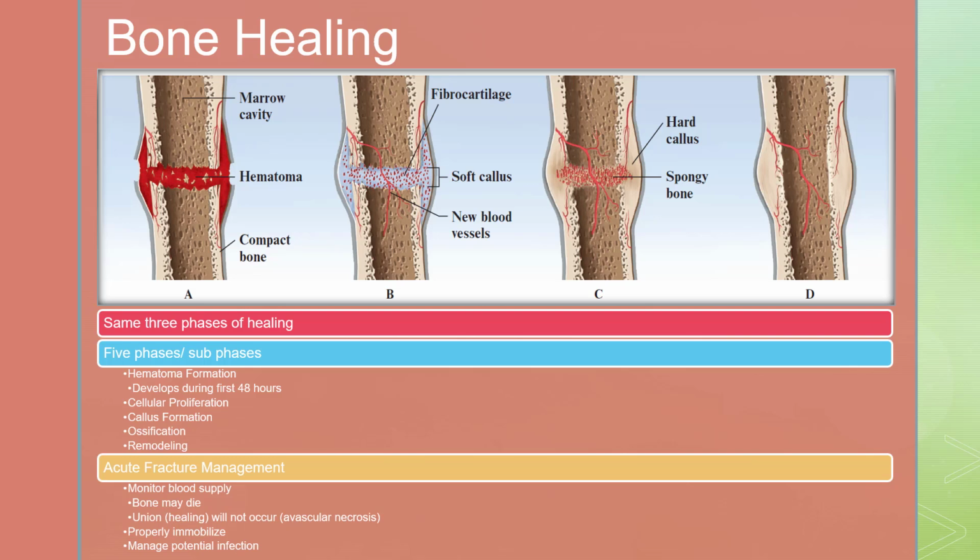Acute fractures have 5 stages: hematoma formation, cellular proliferation, callus formation, ossification, and remodeling. A hematoma within the medullary cavity occurs and surrounds and develops the tissue during the first 48 hours. The blood supply is disrupted by the clotting vessel and cellular debris. Osteoblasts fill the internal and external calluses to immobilize the site.